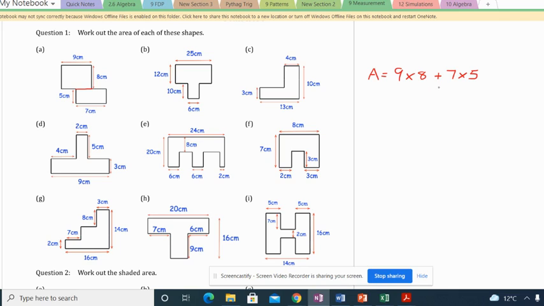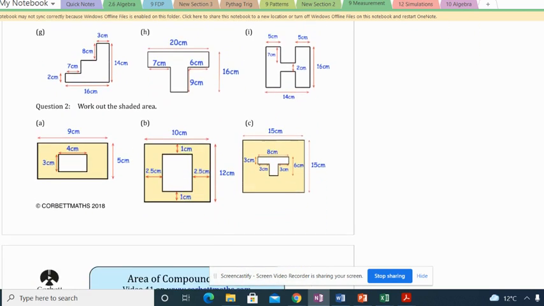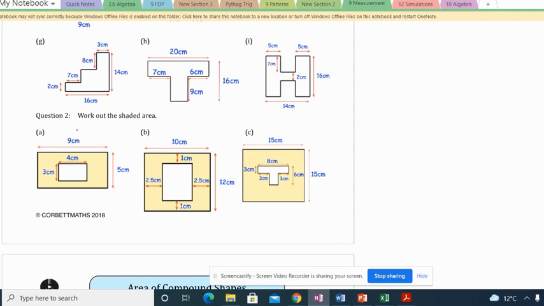So we'd work out 9 times 8 and add that to 7 times 5, and we would come out with our answer. Let's see, 9 times 8 is 72, and 35, so that's 107 centimeters squared.